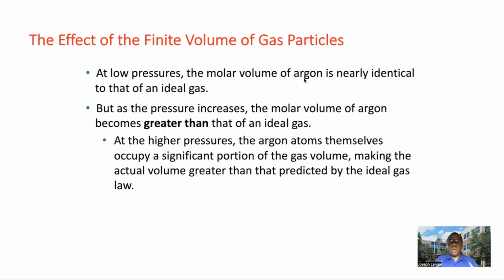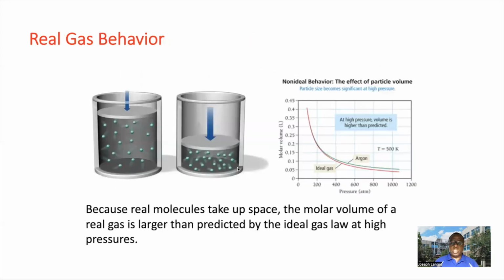So at low pressure, the molar volume of argon is nearly identical to that of an ideal gas. But at higher pressure, we'll see what will happen. As the pressure increases, the molar volume of argon becomes greater than that of an ideal gas. There's a diagram which shows that as pressure increases, argon deviates from ideal. The red line here indicates the ideal gas. And at low pressure, argon and ideal gas behave the same.